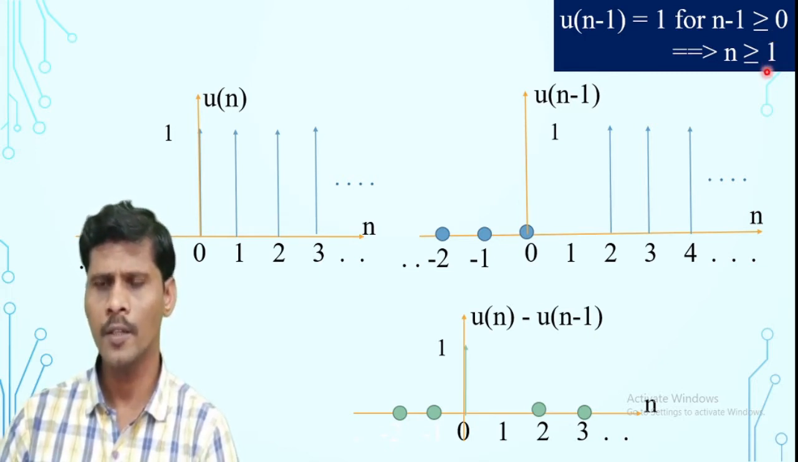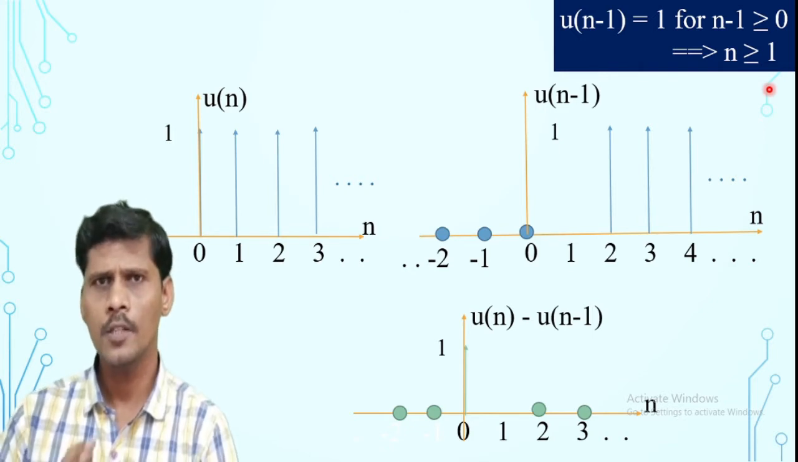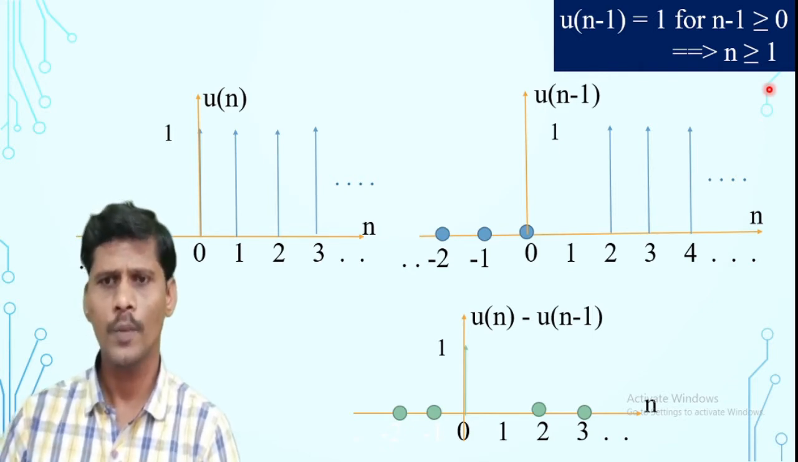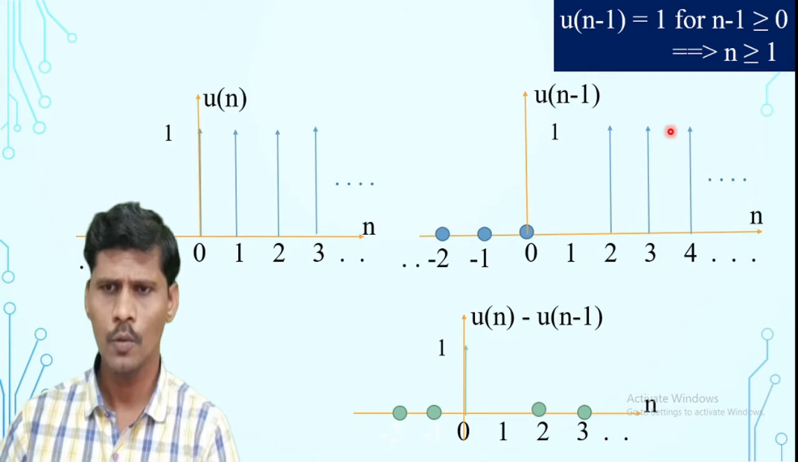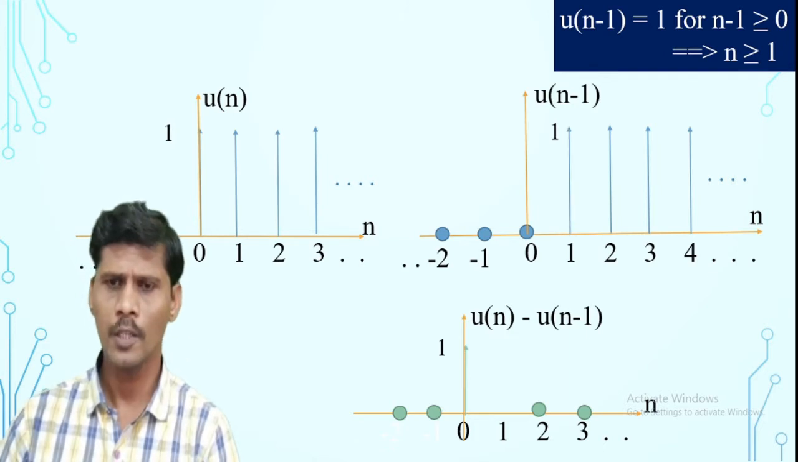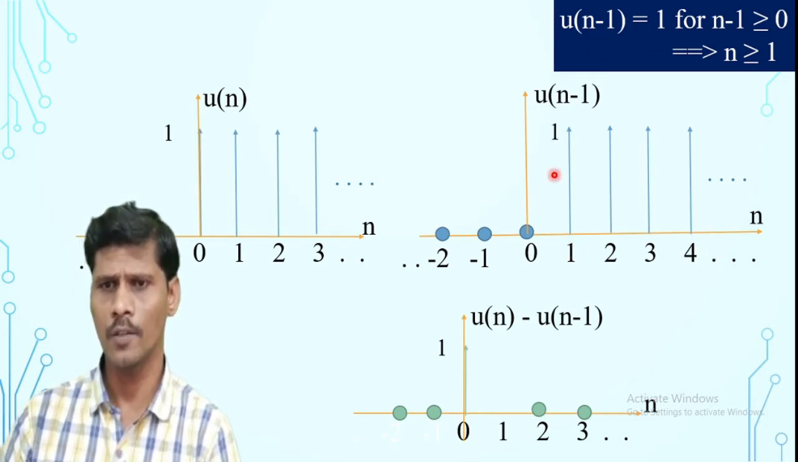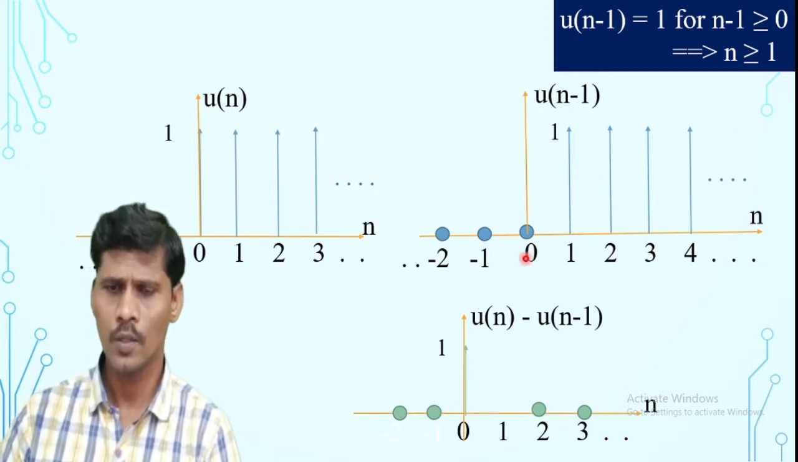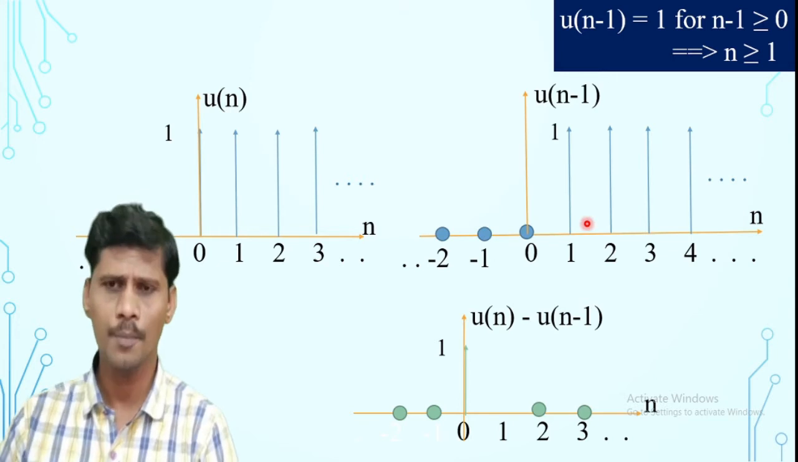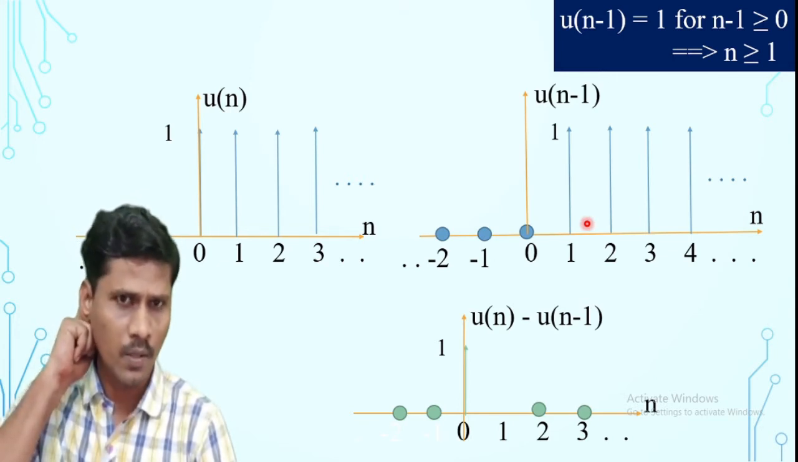So n greater than or equal to 1 means n is equal to 1 to infinity, u of n minus 1 is equal to 1. So this is the graphical representation of u of n minus 1. N is equal to 1 to infinity, the step sequence value u of n minus 1 is 1, and for n less than 1, u of n minus 1 is 0. This is the graphical representation of u of n minus 1.